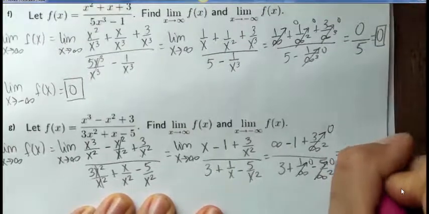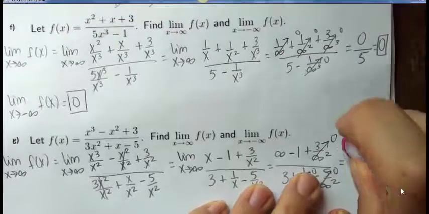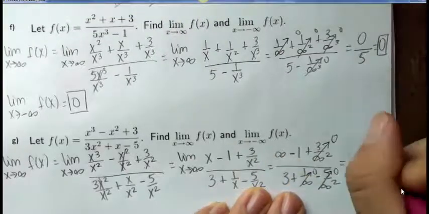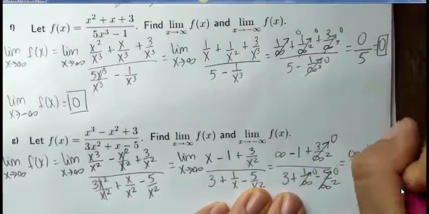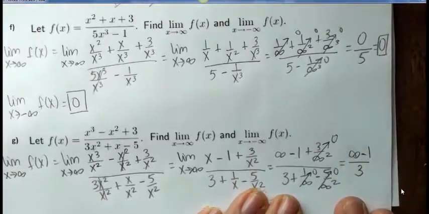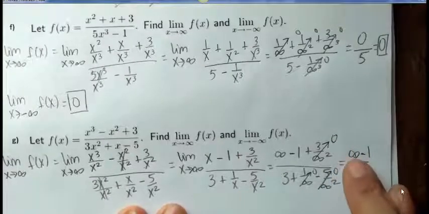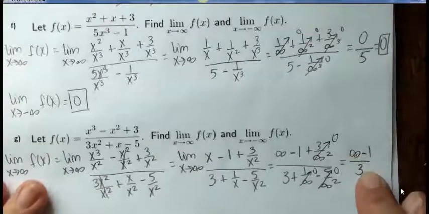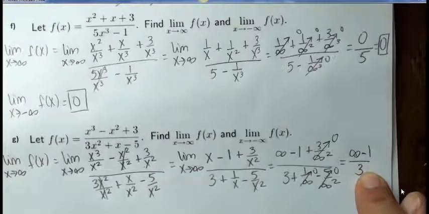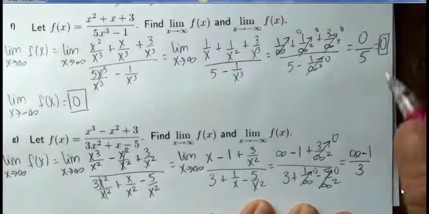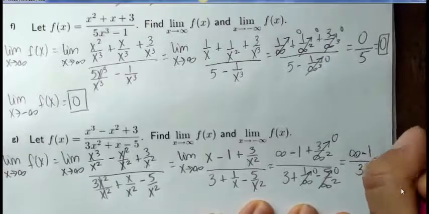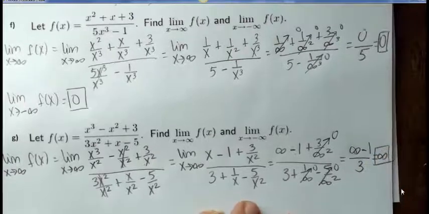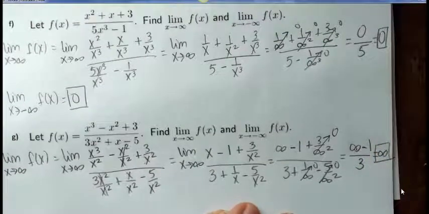So I've got infinity minus 1, let's see, I'm going to write that out. Infinity minus 1 over 3. So what is the largest number you can think of minus 1 divided by 3? It's still going to be a really large number, right? So this basically is going to equal infinity. Infinity wins here. The 1 and the 3 don't do anything to it.